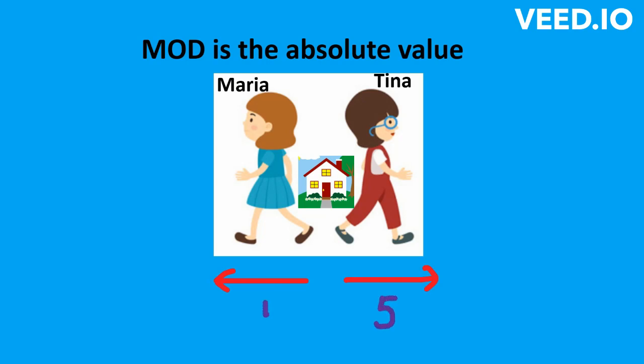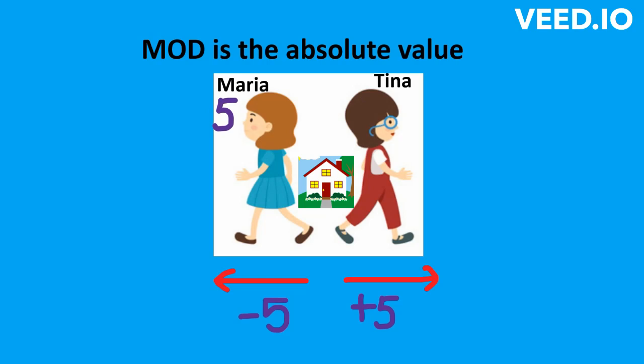Now Tina has walked 5 miles, Maria also walked 5 miles. So let's put plus 5 for Tina, indicating she is walking in this direction, minus 5 for Maria. The direction is indicated by plus and minus here. Suppose I ask you, how much distance did Maria travel? How much distance did she walk? 5 miles should be your answer, right?